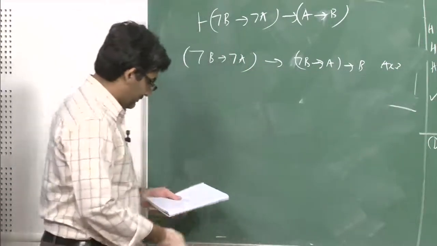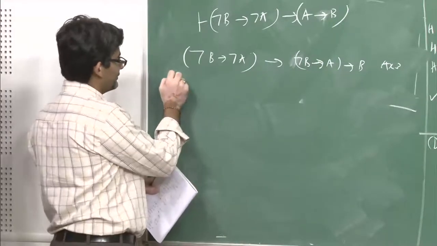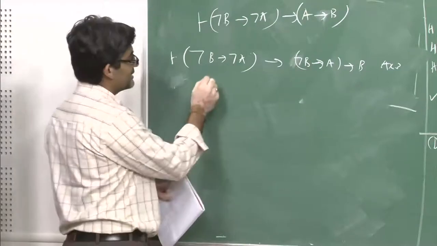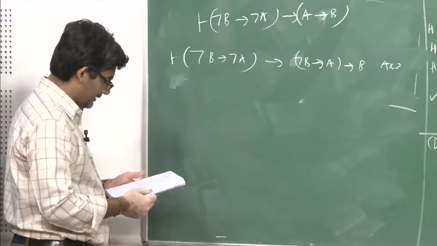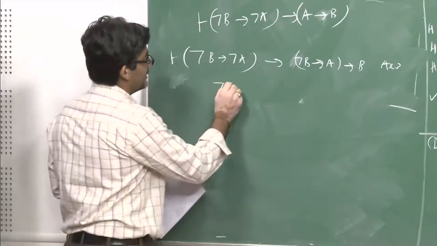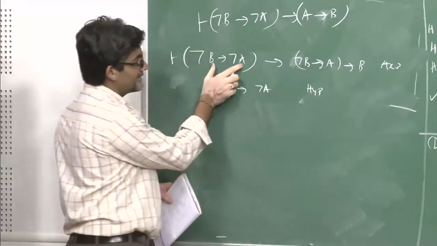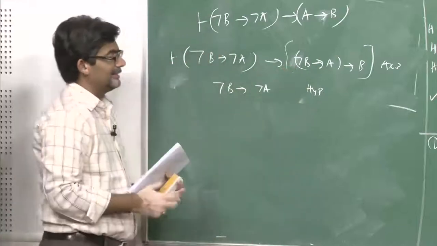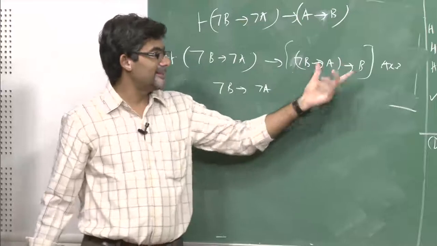So now we are proving it here with the help of this. Now take into consideration some of the hypotheses. That is, not B implies not A as your hypothesis. Suppose you assume that this is the whole conditional, so now the first part is considered the antecedent and this is the consequent.